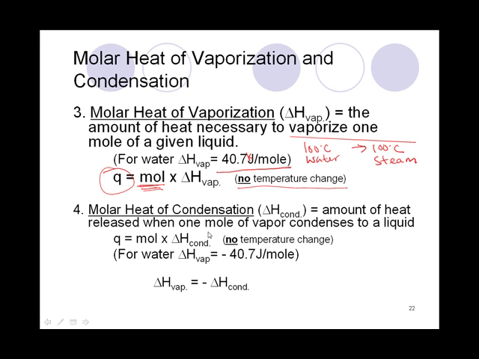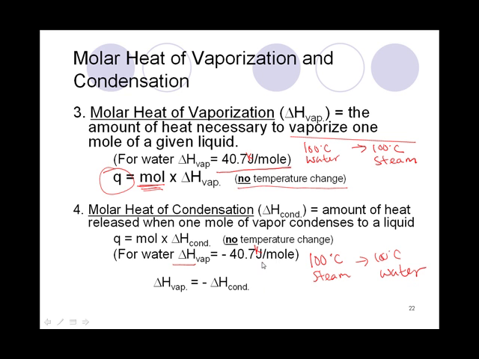The opposite of vaporization is condensation, and so the molar heat of condensation is the amount of heat released when 1 mole of the vapor condenses into a liquid. Once again, I am going from 100 degrees Celsius steam to 100 degrees Celsius water. And the heat of vaporization is negative 40.7 kilojoules per mole.